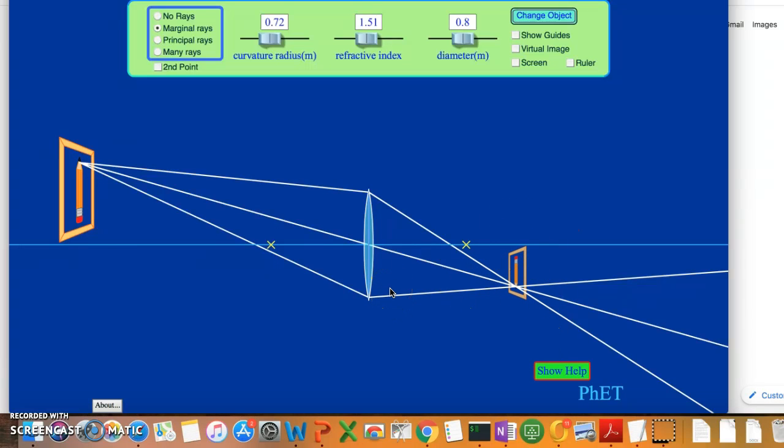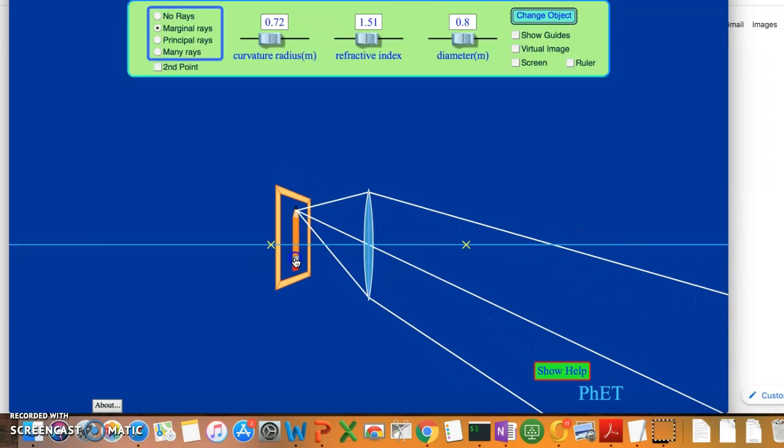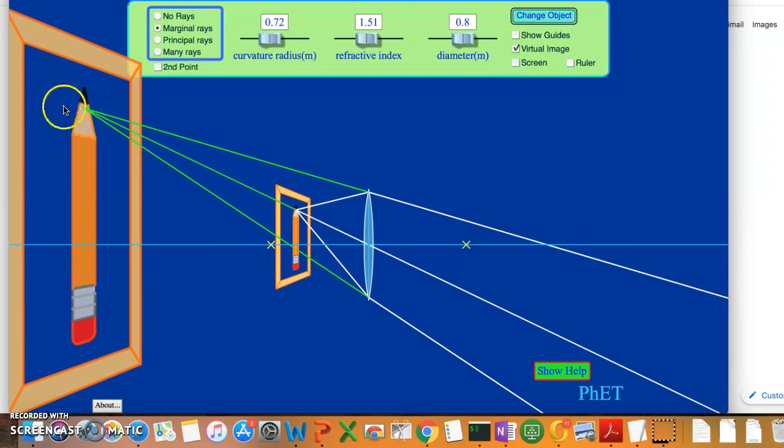So that's the first thing that you can write down. When the object's outside the focal point, you get a real image. And then when it's inside here, we're asking, where's the image? It doesn't look like it exists unless you're over here looking at it and your eyes trace it back, and it appears like it's back here.